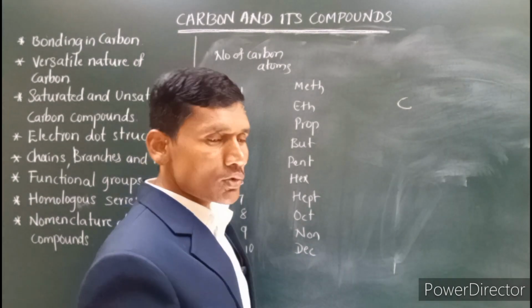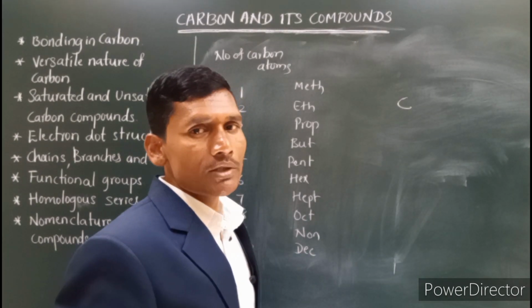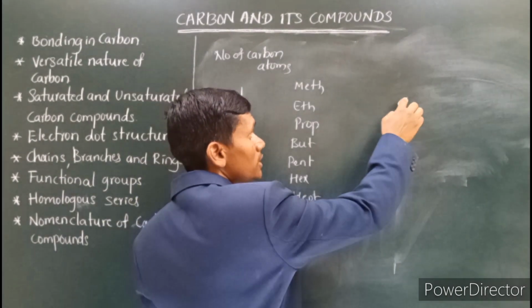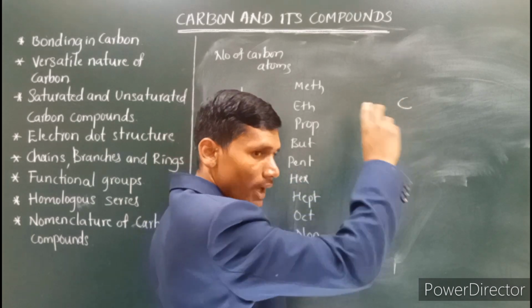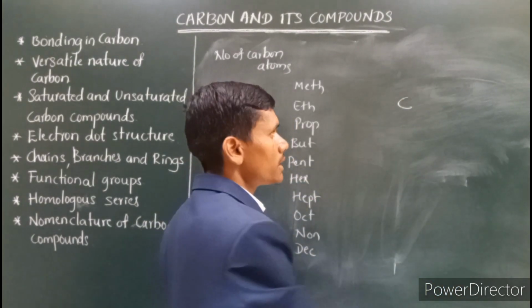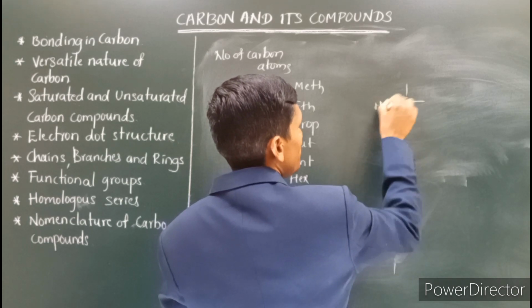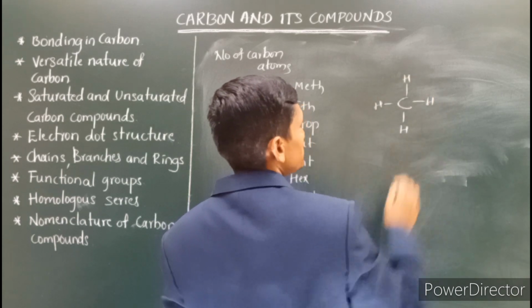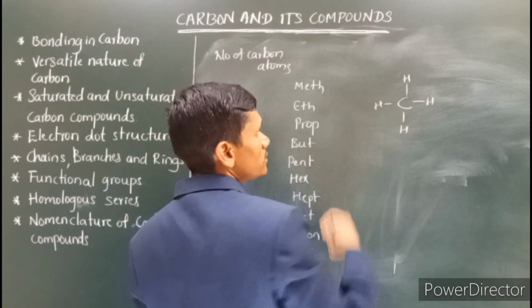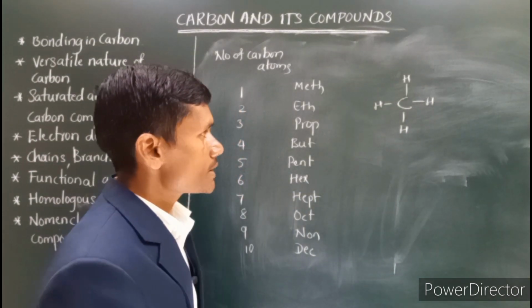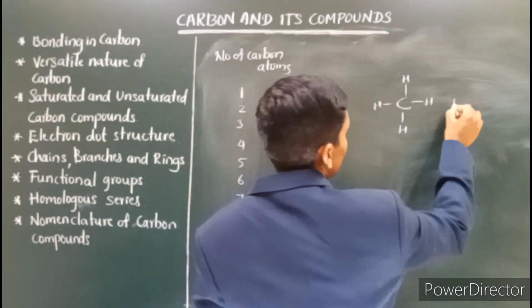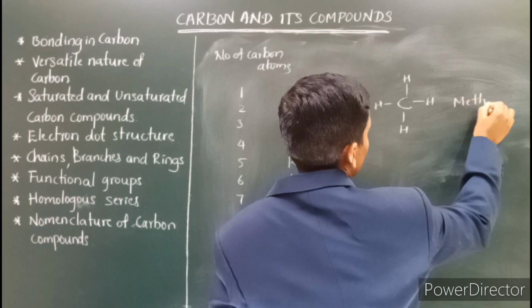Those 4 bonds should be formed by hydrogen. Means what? For 1 carbon to satisfy its 4 valency, you need to give 4 hydrogen atoms. Just write 4 hydrogen atoms. Then there will be 4 single bonds: 1, 2, 3, 4. Now valency is satisfied. Now we can name this as just methane.